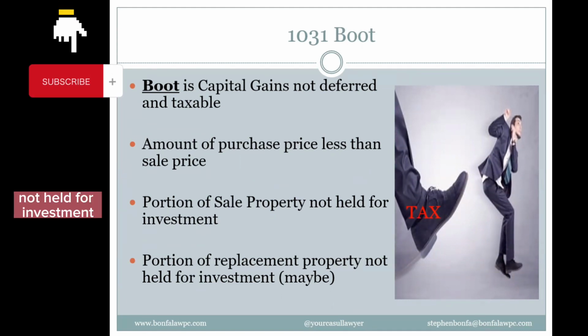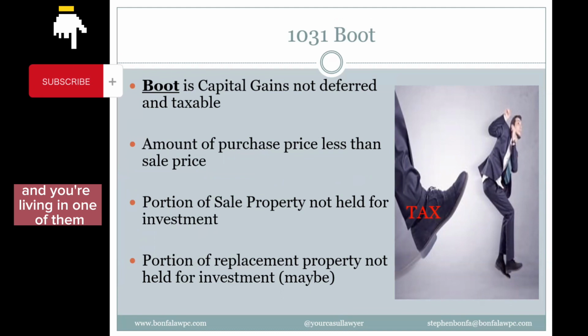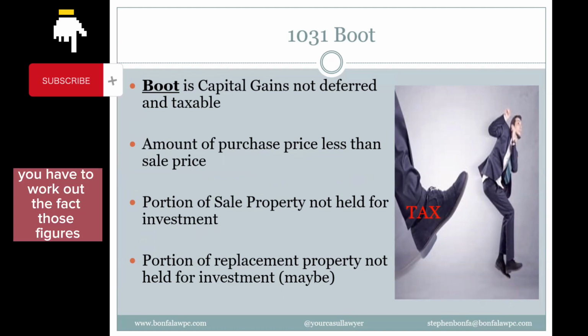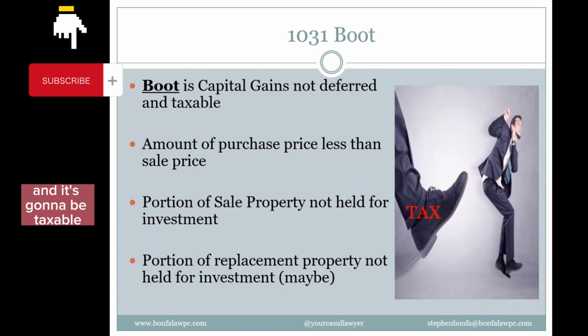Portion of the sale not held for investment. So if you've sold an investment property and you're buying another investment property and you're living in one of them, you're going to have some boot. You have to work out the figures. Portion of the replacement property not held for investment. So these are the situations where you're going to have boot and it's going to be taxable.